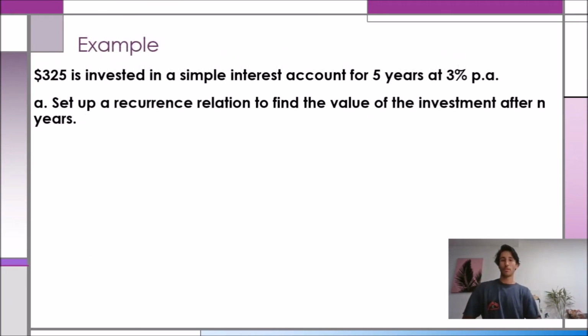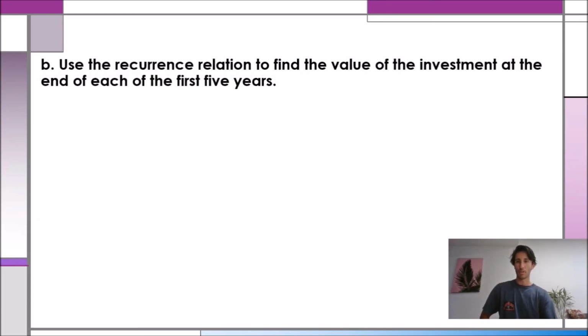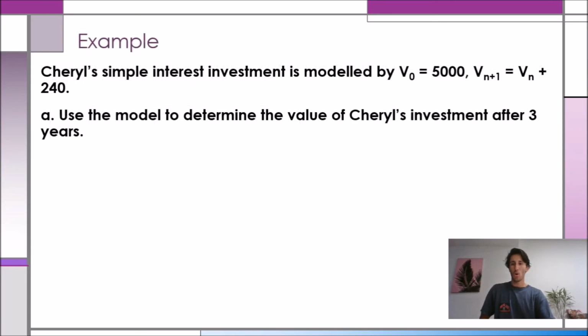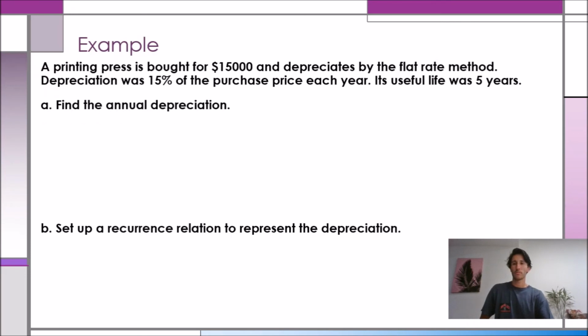For example, let's look at a recurrence relation example. Okay, let's look at this. A printing press is bought for $15,000 and depreciates by the flat rate method. Depreciation was 15% of the purchase price each year. Its useful life was 5 years.